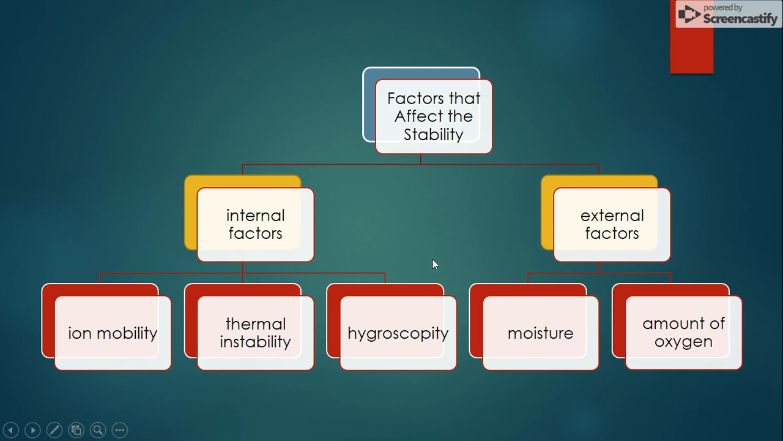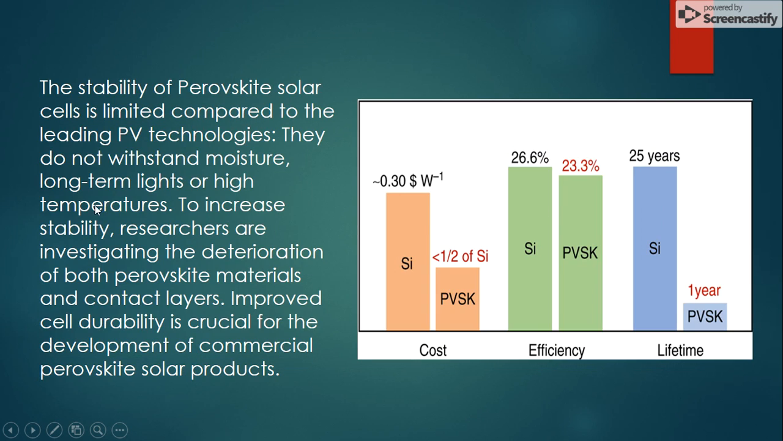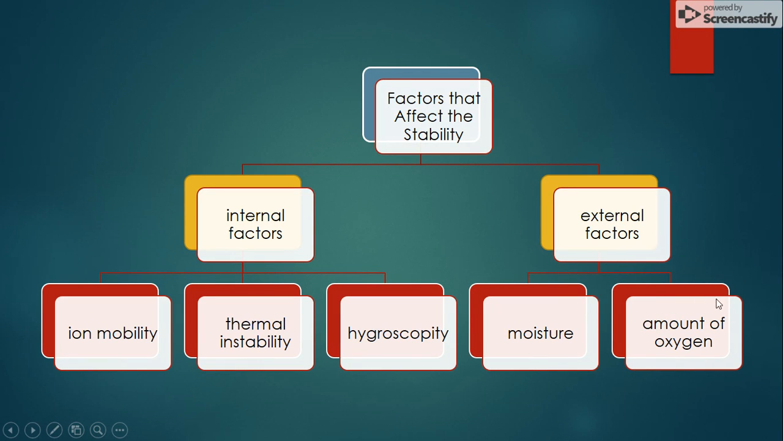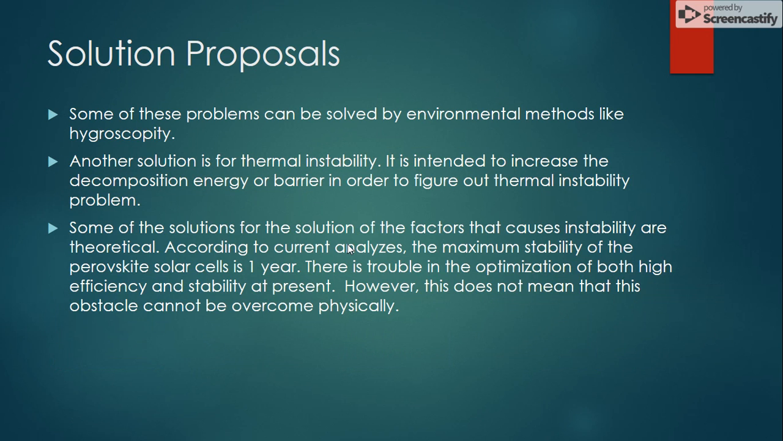Here are the factors that affect the stability. They can be divided into two categories: external factors and internal factors. I mentioned the external factors a little bit here, and they are moisture, amount of oxygen, and some other environmental factors. Actually, the important factors are these ones: ion mobility, thermal instability, and hygroscopicity. These are related to the chemical aspects of perovskite solar cells. Yes, what are some solution approaches?